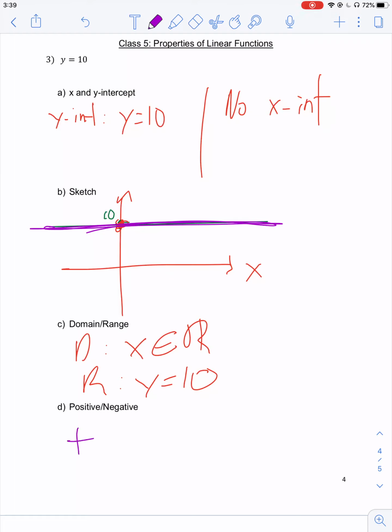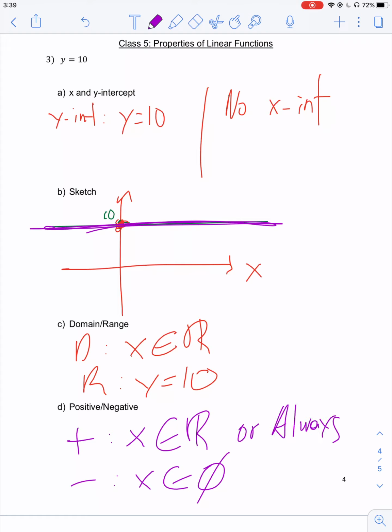Okay, so my function is positive for all x values, right? As long as x belongs to any real number, your function will be positive. Okay, so when is it negative? X belongs to an empty set. Okay, so you could say that, or your function is always positive, right? You could just say this in English. And when is it negative? It's never negative because it's never below the x-axis, right? Your function never goes below the x-axis, right?